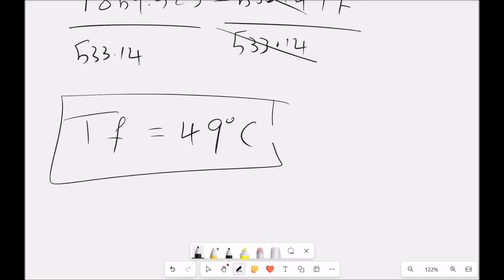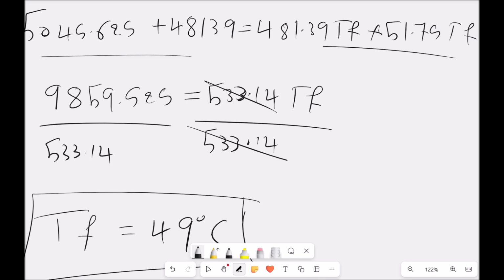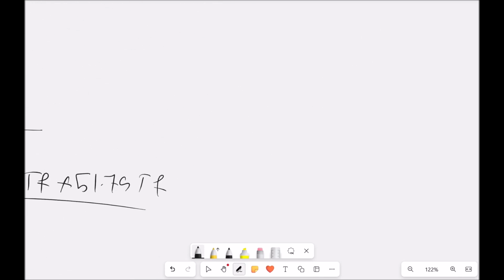This is the final temperature of the tin and water mixture. It is the same steps as before, just you have different givens, different values.